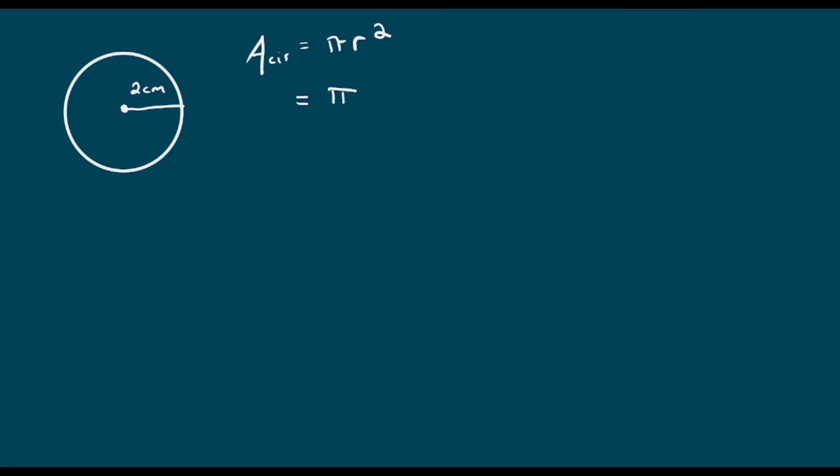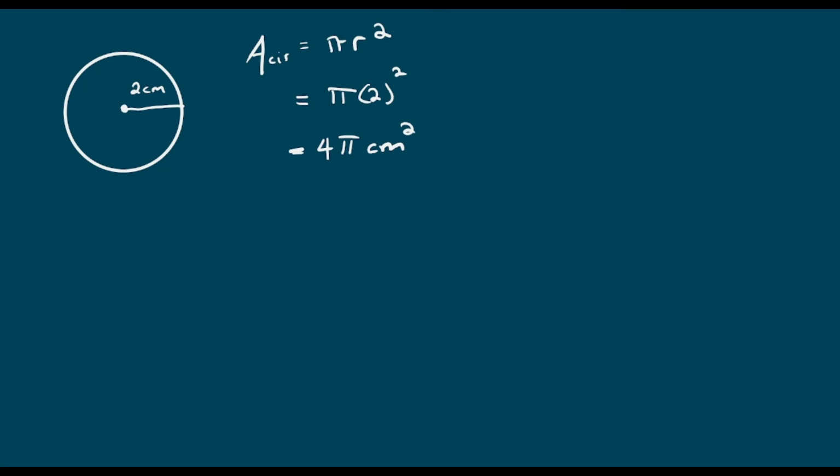Okay guys, now let's say we had a circle with radius 2 centimeters. The area of a circle is pi r squared. So for our circle, the area would be pi times 2 squared, or 4 pi centimeters squared.